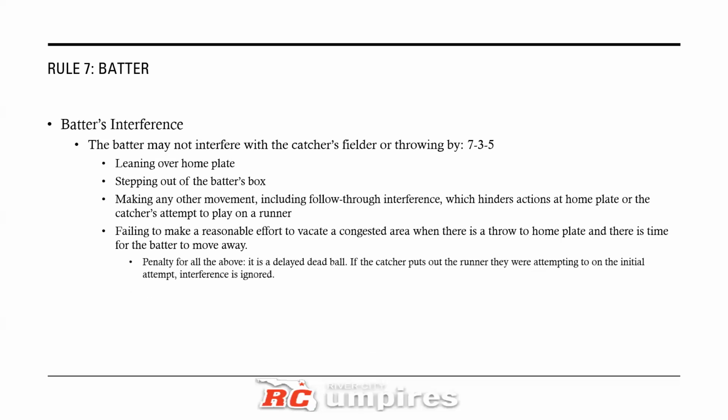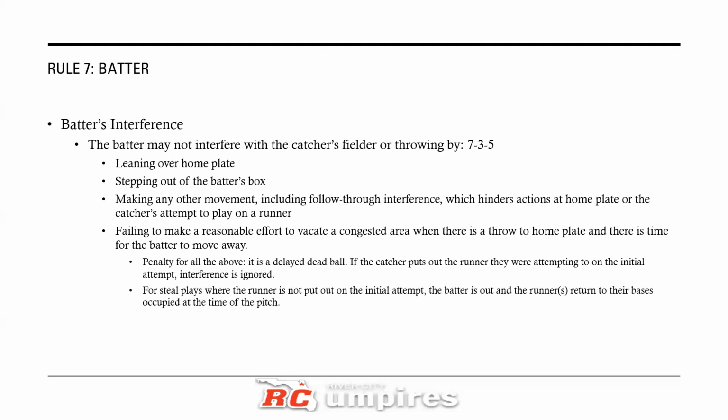The penalty for all of these: they are delayed dead balls. If the catcher puts out the runner they were attempting to on the initial attempt, interference is ignored. For steal plays where the runner is not put out on the initial attempt, the batter is out and the runners return to their bases occupied at the time of the pitch. That is the initial attempt, the initial throw to second base. The batter is out.